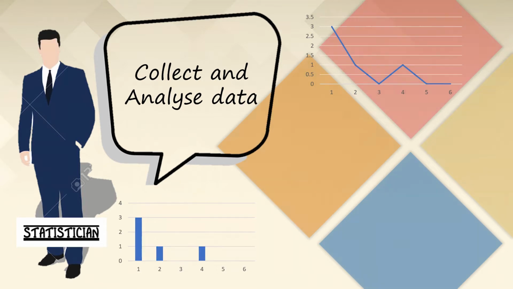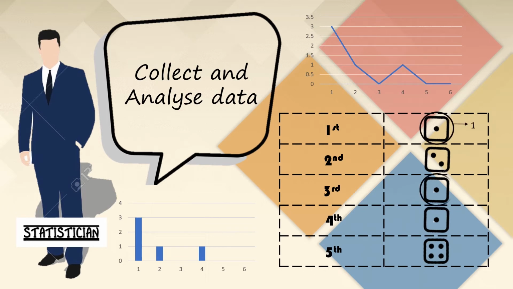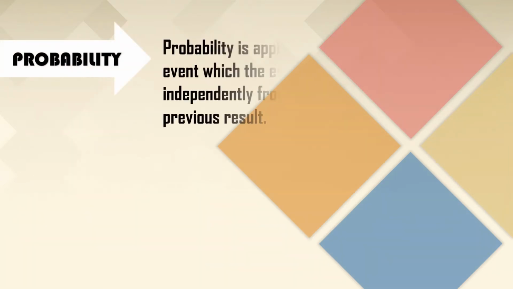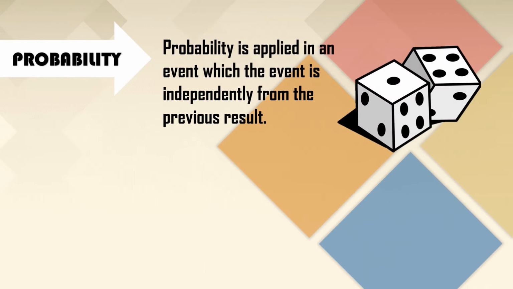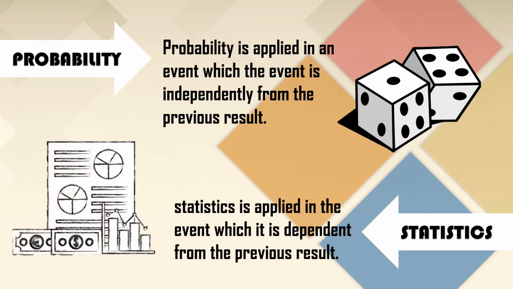If the six-sided die is thrown 5 times and the die displays number 1 three times, a statistician will show that the chance of the die displaying number 1 is 3/5 based on the previous results. Therefore, it can be shown that probability is applied in an event which is independent from the previous result. However, statistics is applied in an event which is dependent on the previous result.